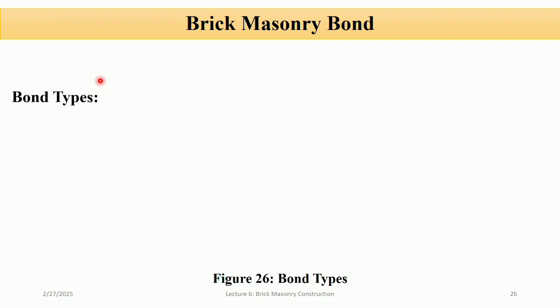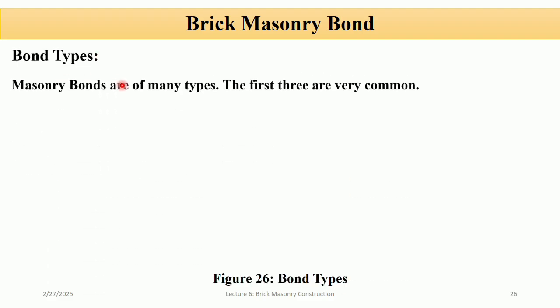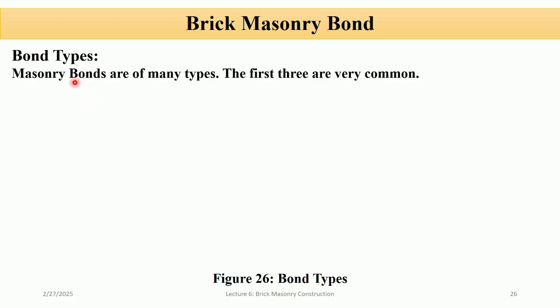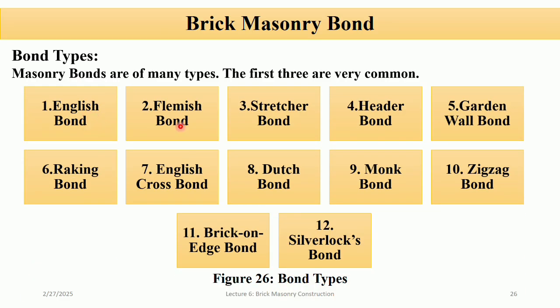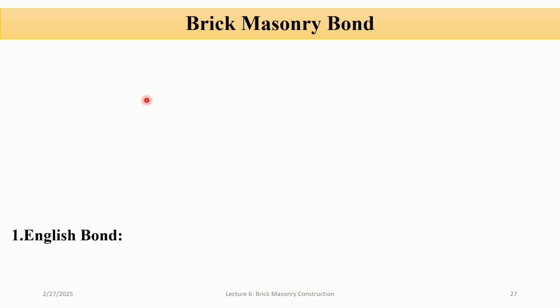Now let's discuss bond types. There are different types of bonds, such as English bond, Flemish bond, stretcher bond, header bond, garden wall bond, racking bond, English cross bond, Dutch bond, monk bond, zigzag bond, brick on edge bond, and silver log bond. We will discuss each in detail in the next slides.